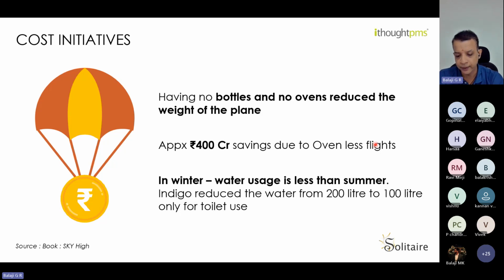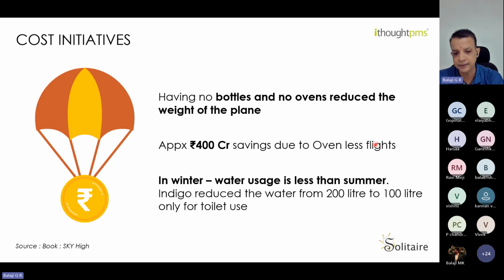See, the higher a plane's weight, the more fuel it consumes, right? So it's very clear for any airline carrier that reducing weight is one big goal, so that fuel efficiency goes up. And one interesting statistic, again from the book, is that close to 400 crores of savings have happened due to no oven within the flight.